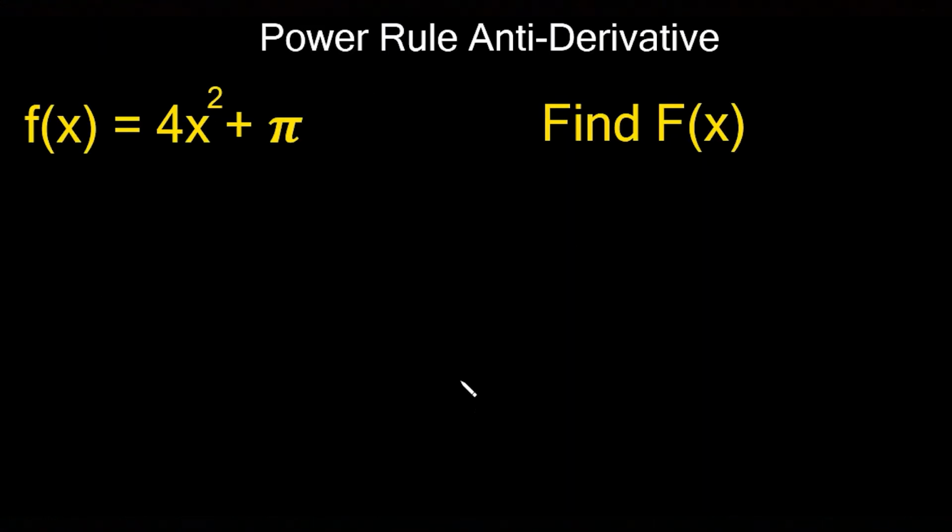Okay, so here's my next example. They give me the original f of x. They want me to simply find capital F of x, which is the antiderivative of f of x. So you're dealing with pi here. That's why I wanted to do this one, to show you how this one will work out.